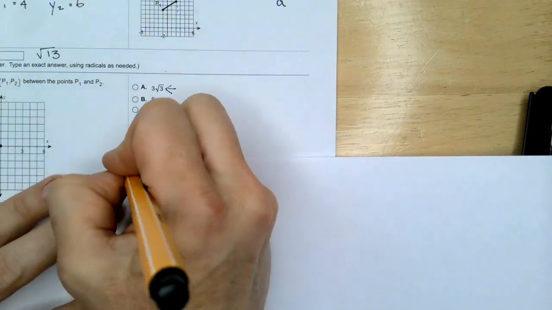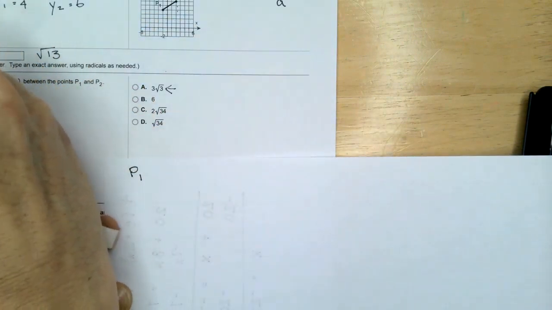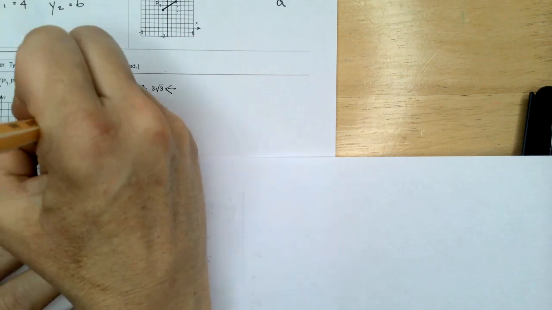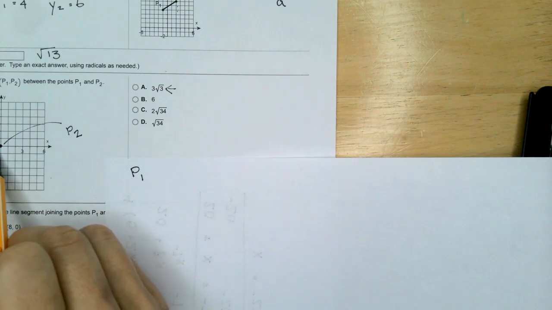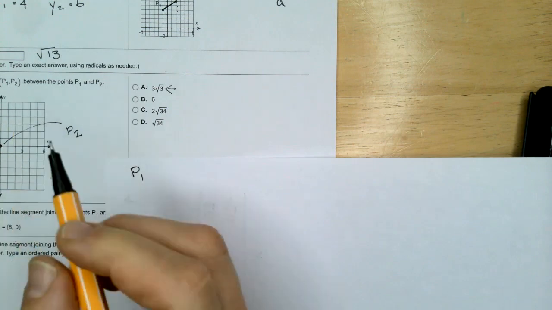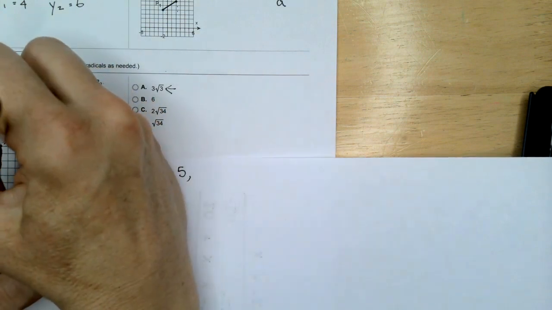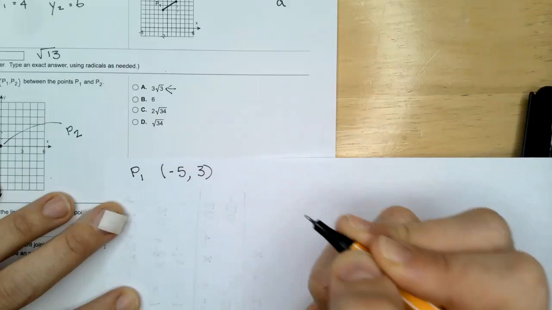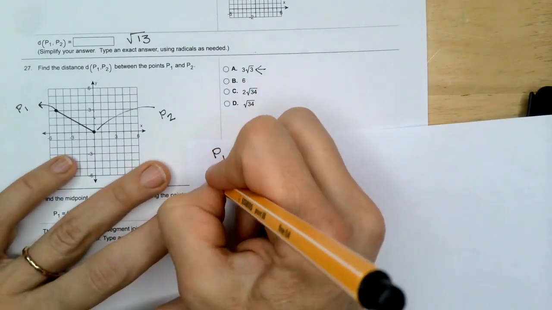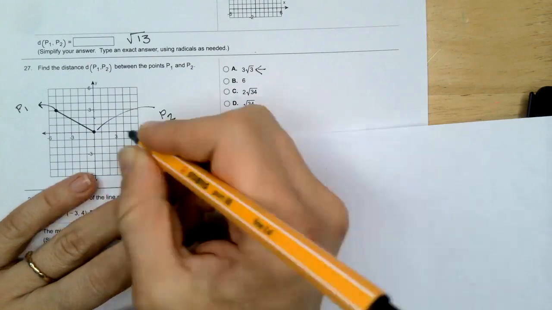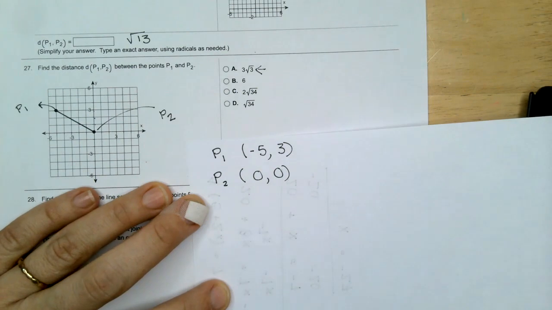So points P1 and P2. I'll just say that this one's P1, and this one's P2. So P1 looks like it is negative 5, positive 3. Oh, you can't even see it, sorry. Hopefully you're looking at it on your paper. P2 is at 0, 0. That's excellent.